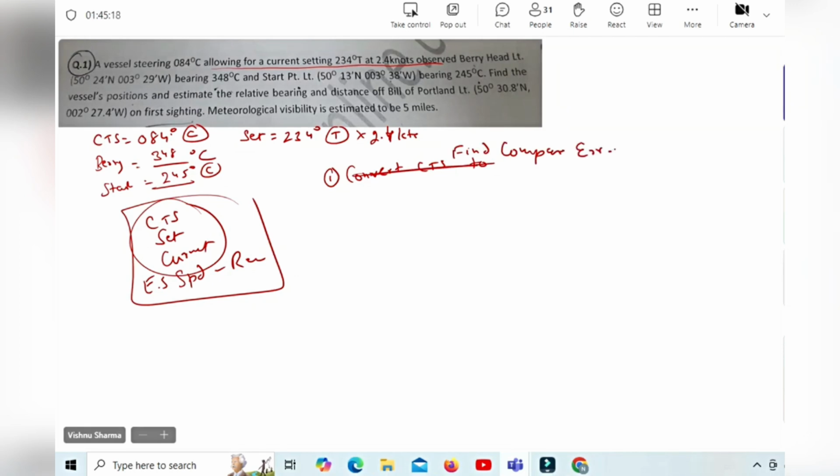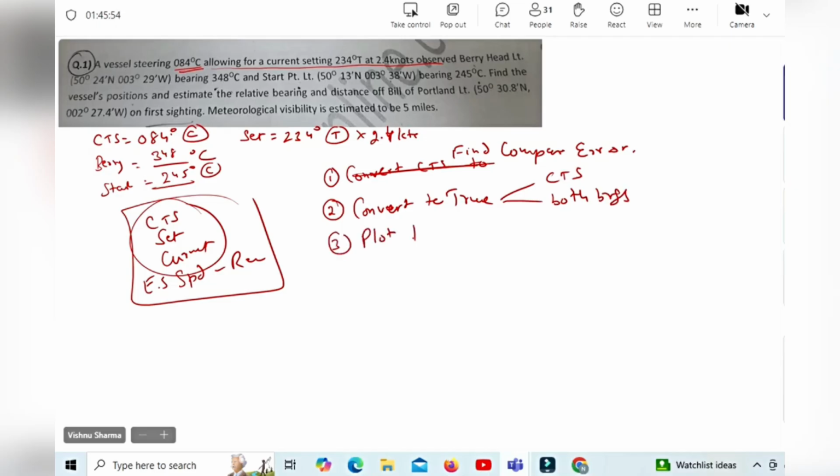Find the compass error. Everybody will be able to find the compass error because the deviation card and variation would be mentioned in the question, right? For 084 degrees compass, can you get the compass error, guys? Yes or no? Yes, sir. Once you get the compass error, convert to true the CTS and both bearings. Third, plot the true bearings to get the vessel's fix.